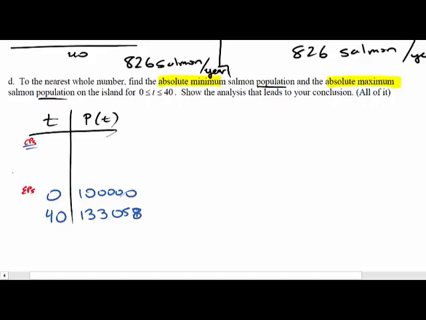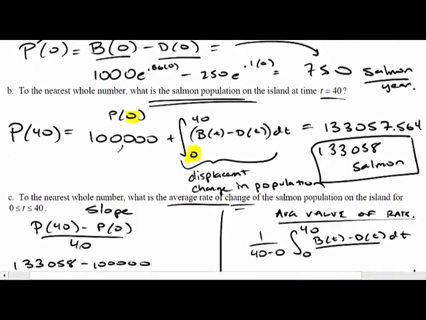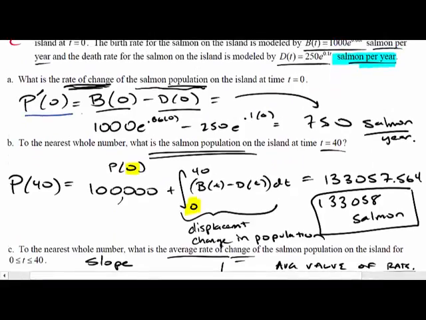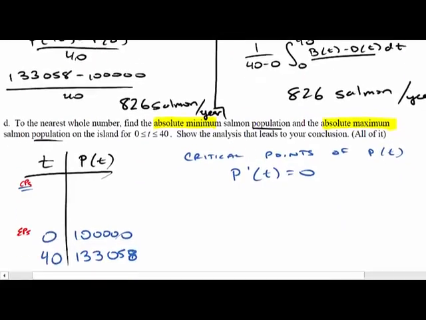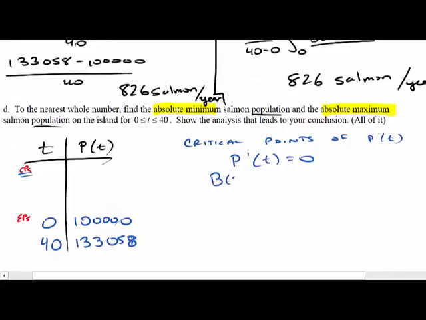Critical points. Back to basics. Critical points of P of t is when P prime of t equals 0. Well, earlier, I was able to see what P prime was. P prime equals B minus D. So that means B of t minus D of t equals 0.